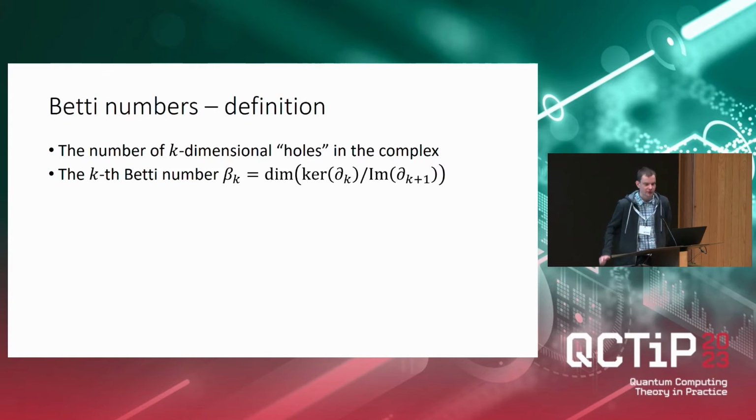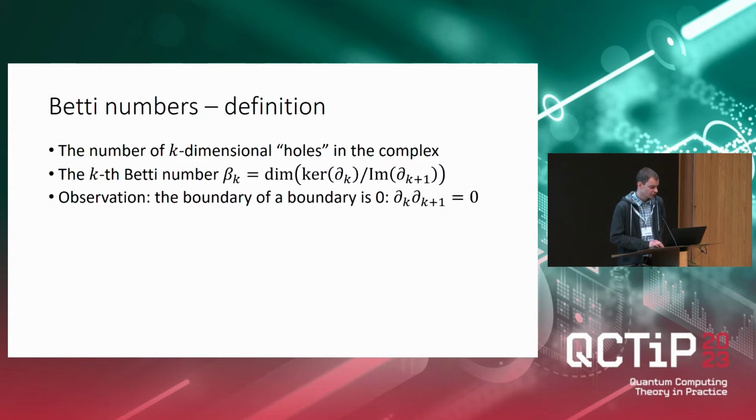So now we can define more formally the Betti numbers. So as I said before, in an intuitive way, it's the number of k-dimensional holes in the complex. So yeah, the definition looks like this. So the kernel of the boundary operator minus the image of the other boundary operator, and we take the dimension of all this. But what does it mean? Like, what can we say about it in an intuitive way?